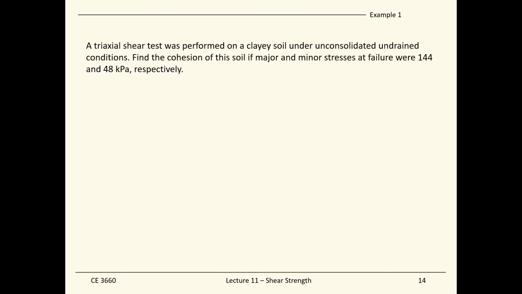So let's do a quick example. A triaxial test is performed on clayey soils under UU test conditions, consolidated undrained conditions. Now you're asked to find the cohesion of the soil, given that the major and minor stresses at failure were measured. To solve a question like this, it's always good to start with the Mohr circles to help you visualize the whole thing.